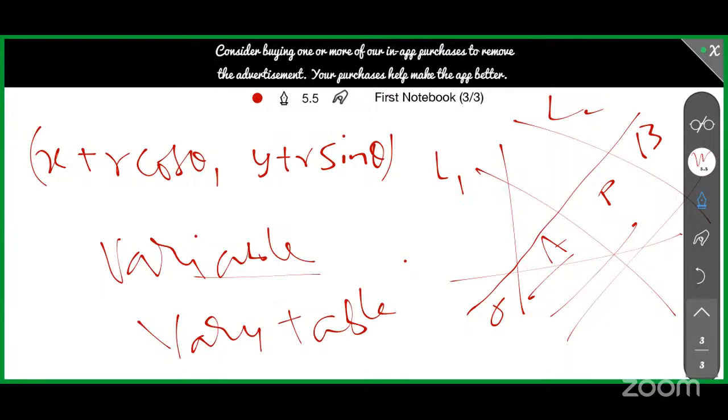So what is this vary? Sir, vary is changing. Something that changes, sir. And what is able? Capacity.